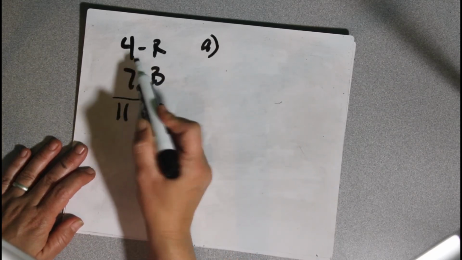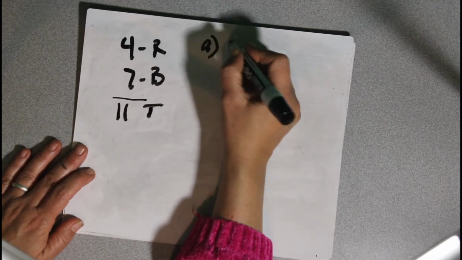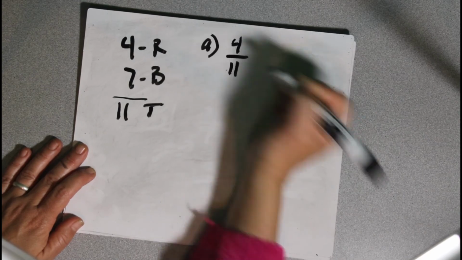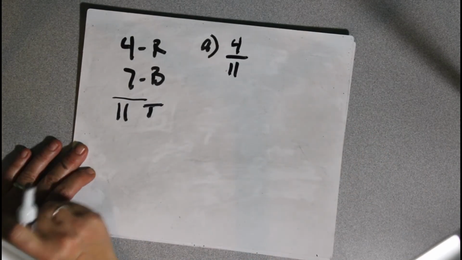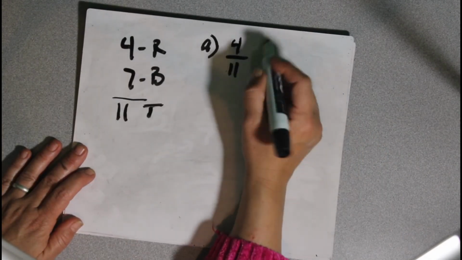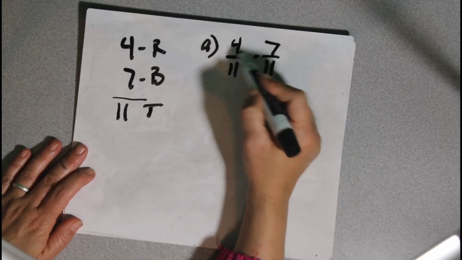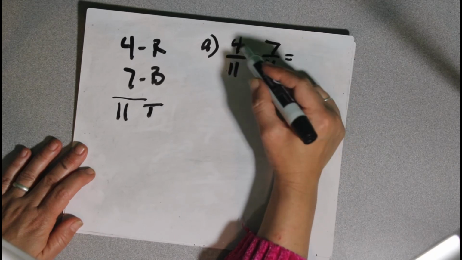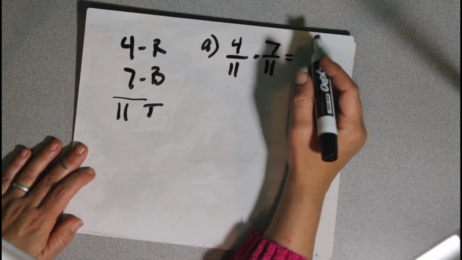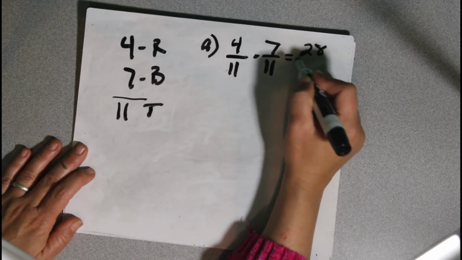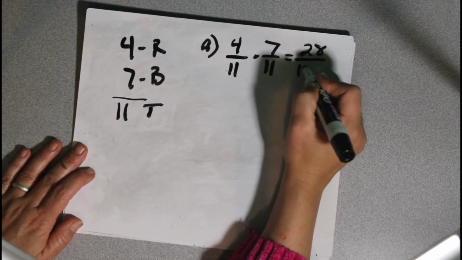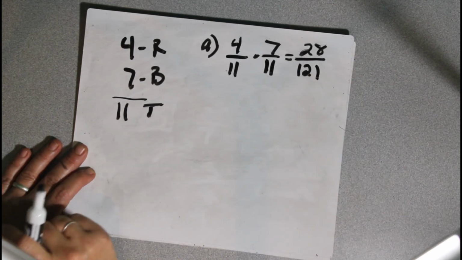So the probability of one being red would be 4 out of 11. And then if we put that one back in, then it would be 7 out of 11 for the second one being blue. Now we multiply these two probabilities together. 7 times 4 is 28. And then 11 times 11 is 121.